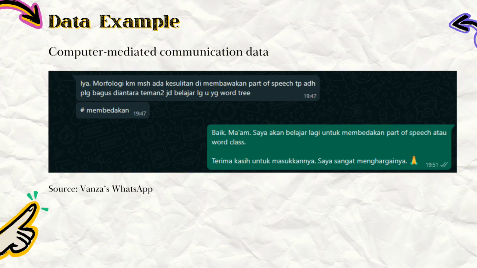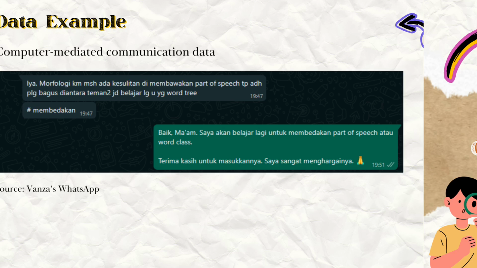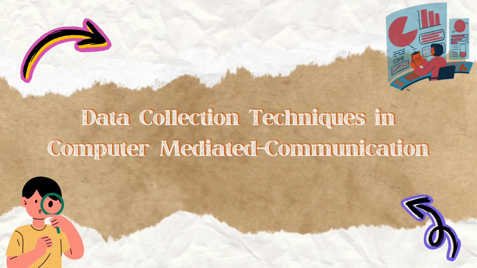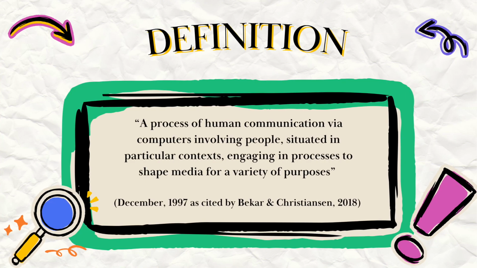Thank you, Fonza, for the brief explanation of our topic today. Now let me explain further on the CMC, or computer-mediated communication, technique. Let's move on to the next slide. Like Fonza has mentioned, CMC deals with the kinds of data that have a digital form. According to John December, as cited by Becker and Christiansen, CMC is a process of human communication via computers involving people, situated in particular contexts, engaging in processes to shape media for a variety of purposes. CMC focuses on how humans interact and build relationships through various digital technologies.